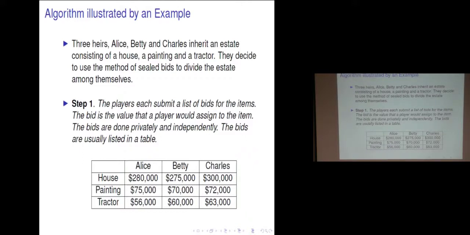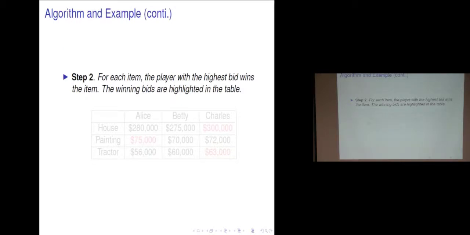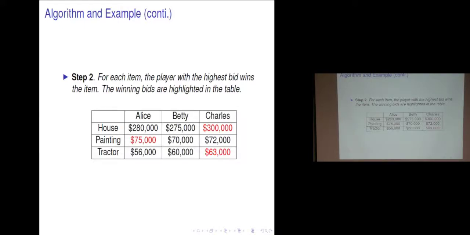So then the second step. For each item, the player with the highest bid wins the item. This is, again, very similar to the adjusted winner, right? In this particular example, we are going to use red to indicate that the item goes to the highest bidder. For example, the house: A and B give these values, but Charles gave 300,000. So he bid the highest amount, so the house goes to him.